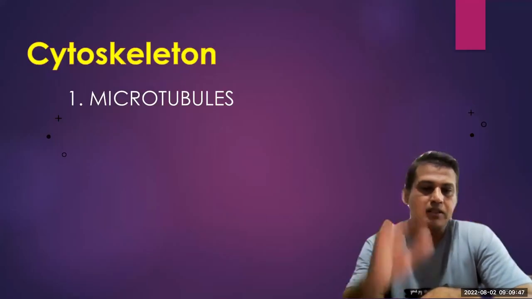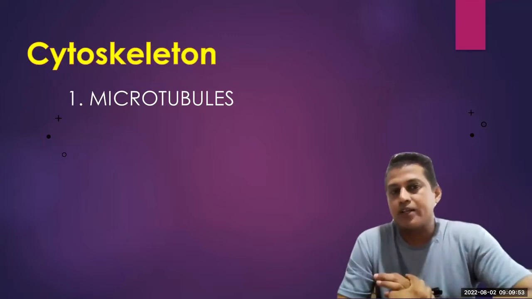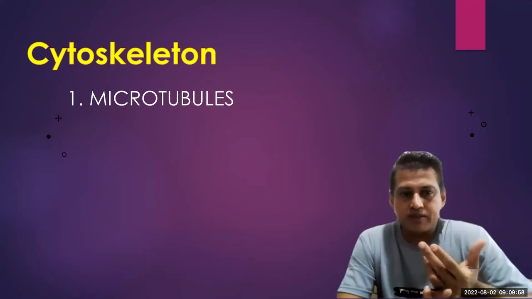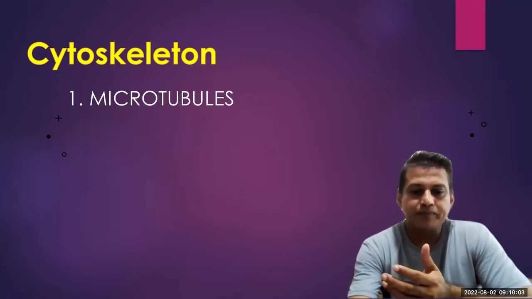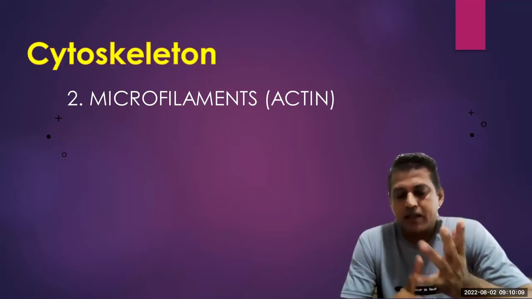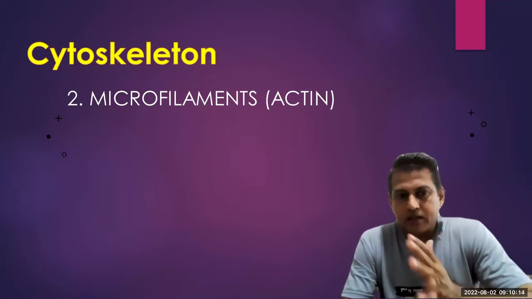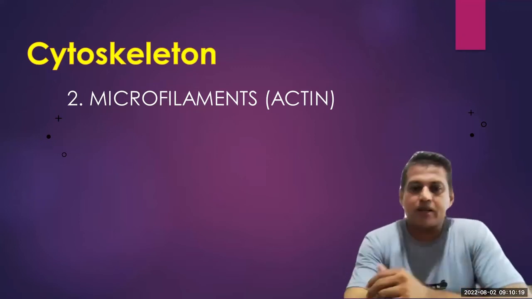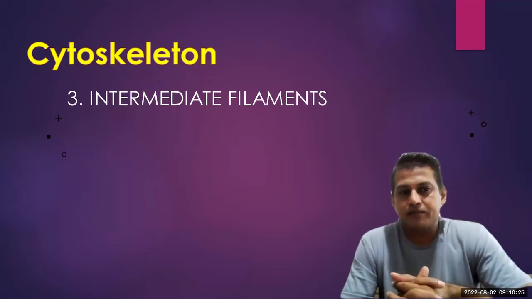Then we have to learn the types of cytoskeleton. There are three types of cytoskeleton fibers. First you have to learn microtubules. The first one is the microtubules. And the second one, microfilaments. Microfilaments have another name, actin. Microfilaments or actin, that is the same structure. Then the third one, intermediate filaments.